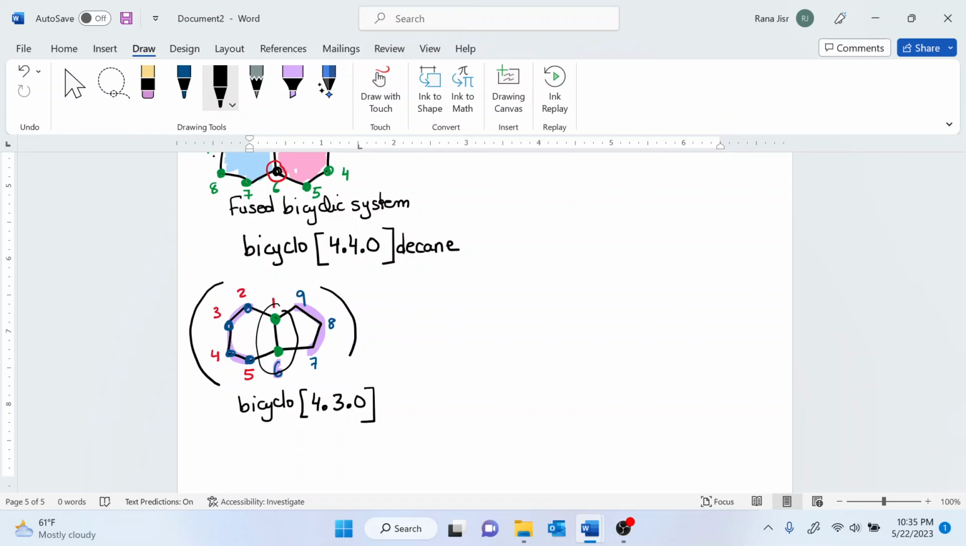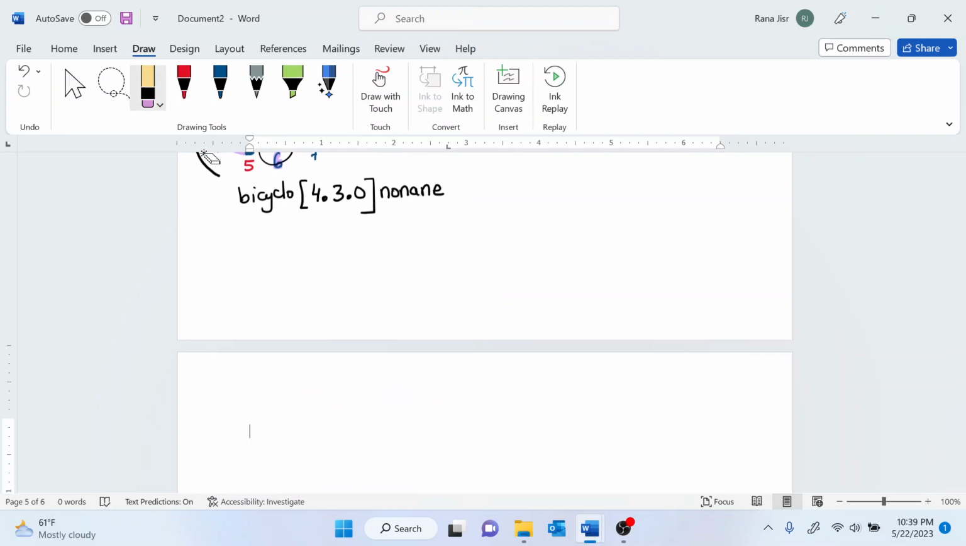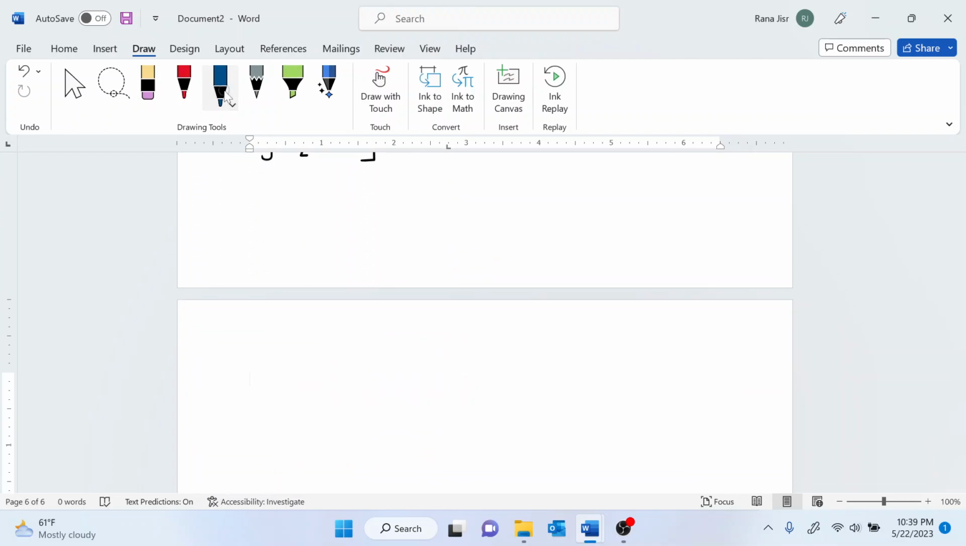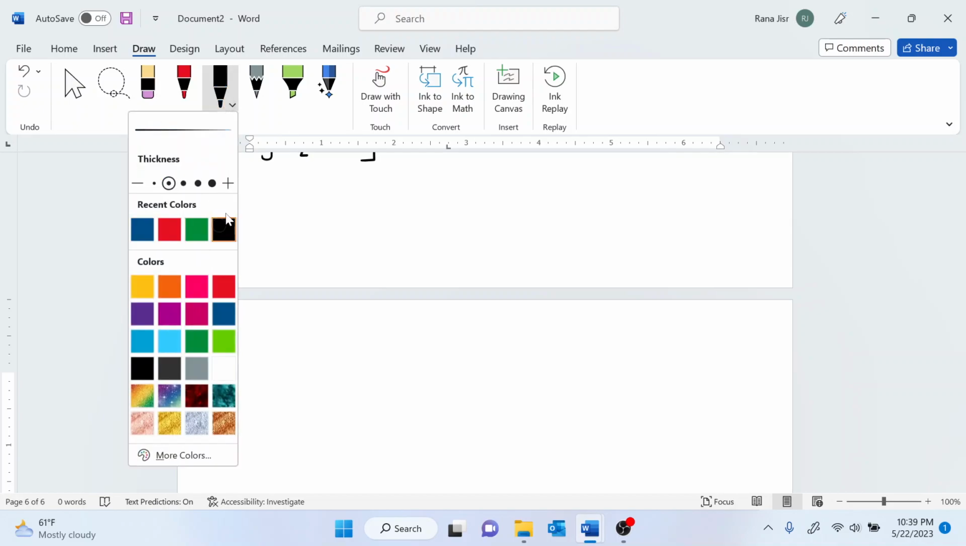And then the total number of carbons in my bicyclic system is 9. So this is going to be none. Let's have another example with a substituent on the cycle.